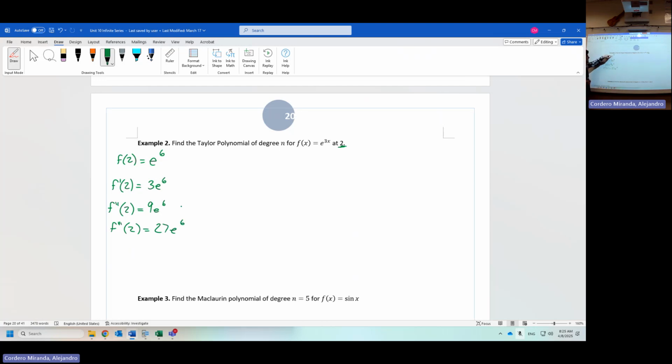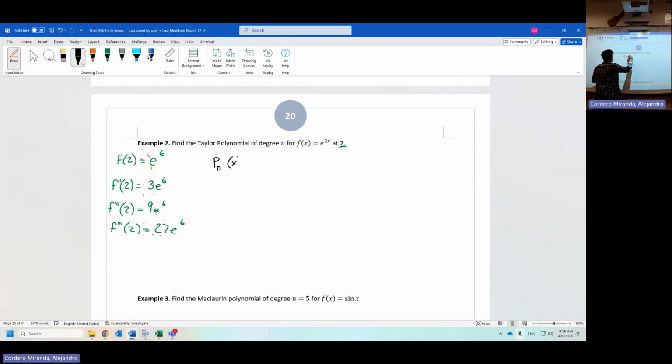It's e to the 6 times, how would you describe these guys? Coefficient. Nice job. Yeah, this would be 3 to the 0, 3 to the 1, 3 to the 2, 3 to the 3. So whatever derivative you're on, it's 3 to that power. Okay, cool. So then the nth degree polynomial would look something like this. Here's me writing it concretely, and then we'll do it in a sum.